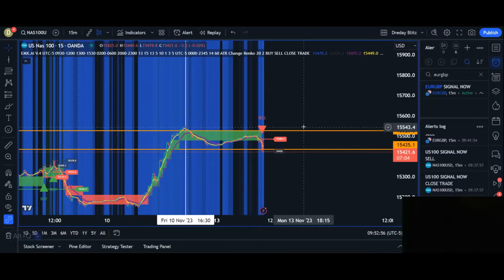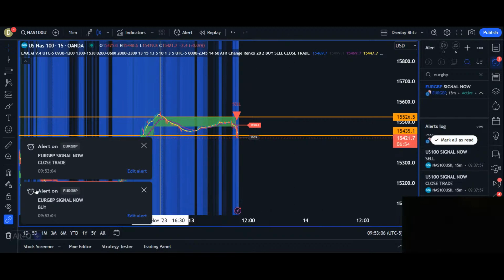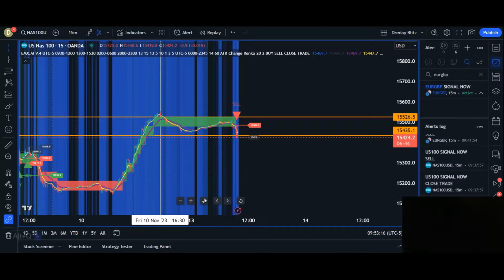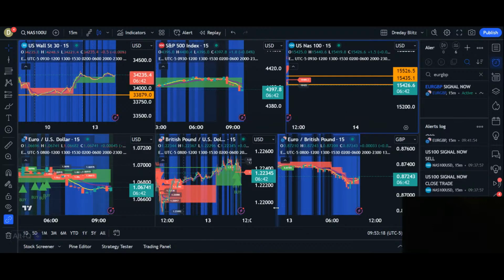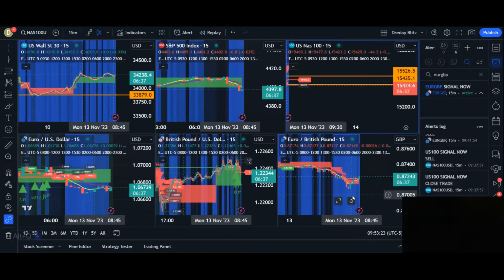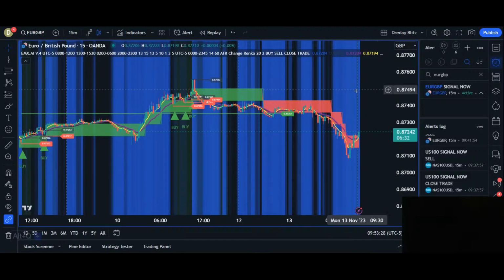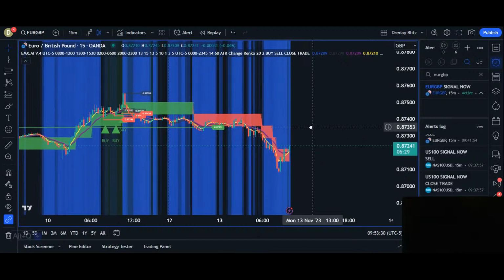Okay, and you put your stop loss right here, like I said, at the top of the previous Renko, and you wait it out until the next Renko is created. So we have Euro GBP as buy and then close. So let's look at Euro GBP.